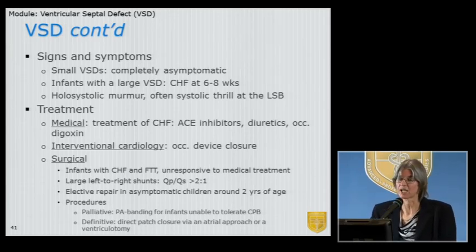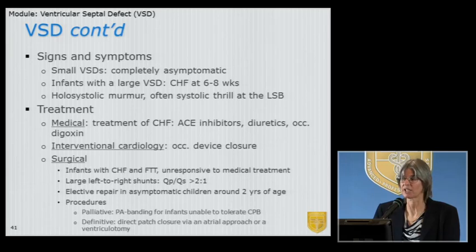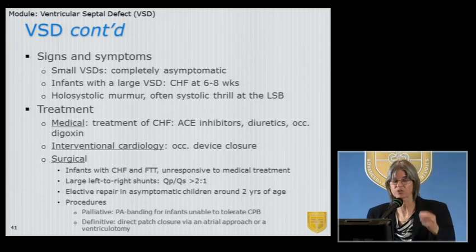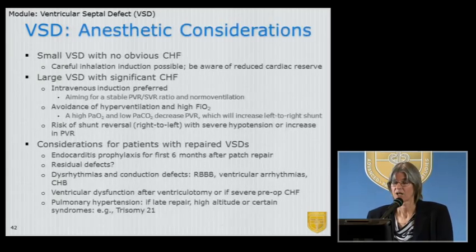Elective repair is done in asymptomatic children around the age of 2 years, once again to prevent long-term complications. Occasionally, in sick infants that are unable to tolerate a cardiopulmonary bypass, we do a palliative PA banding first and let them grow and let them recover from their recurrent illness, and then we do the definitive repair, a patch closure, later on. This can be done via an atrial approach, or especially if you have these multiple Swiss cheese ones, sometimes you have to do a ventriculotomy, which then has a problem because now you created a scar and the risk for arrhythmias.